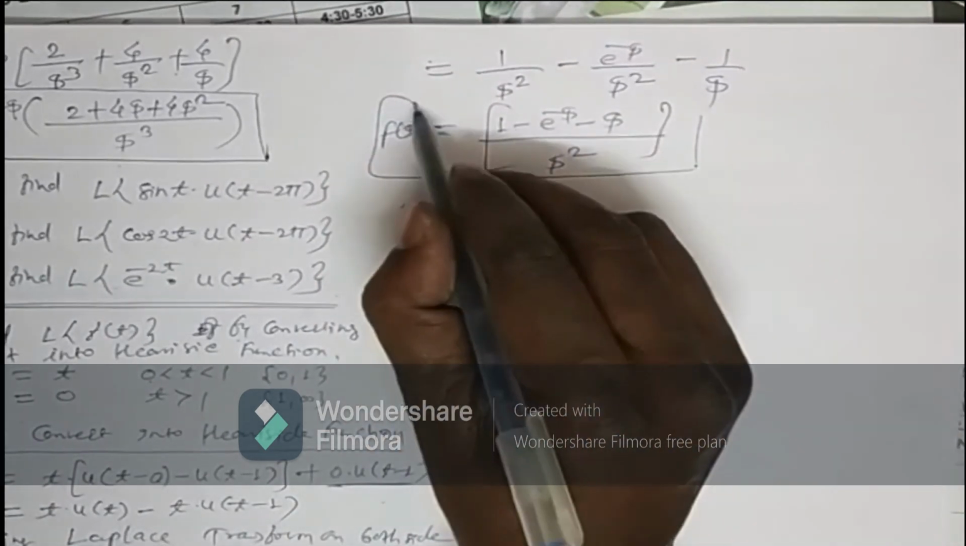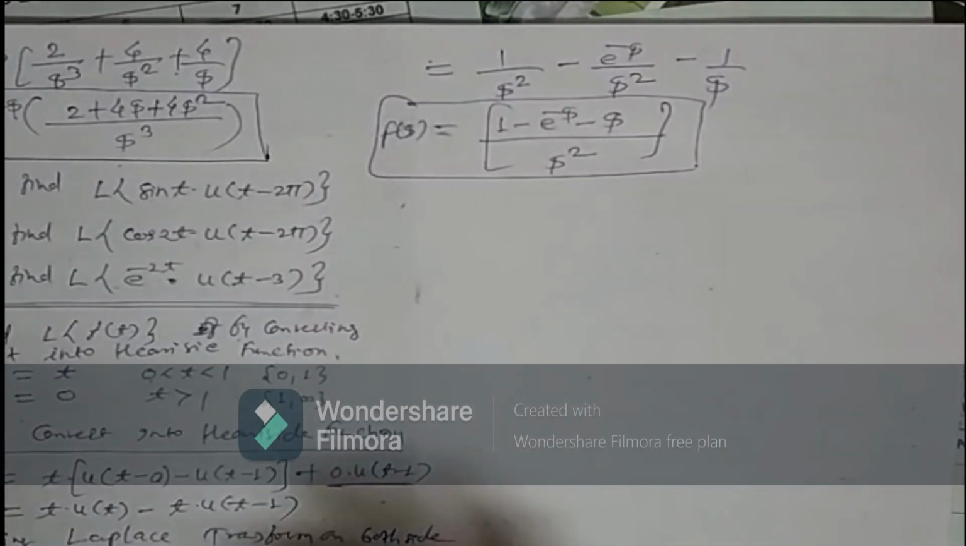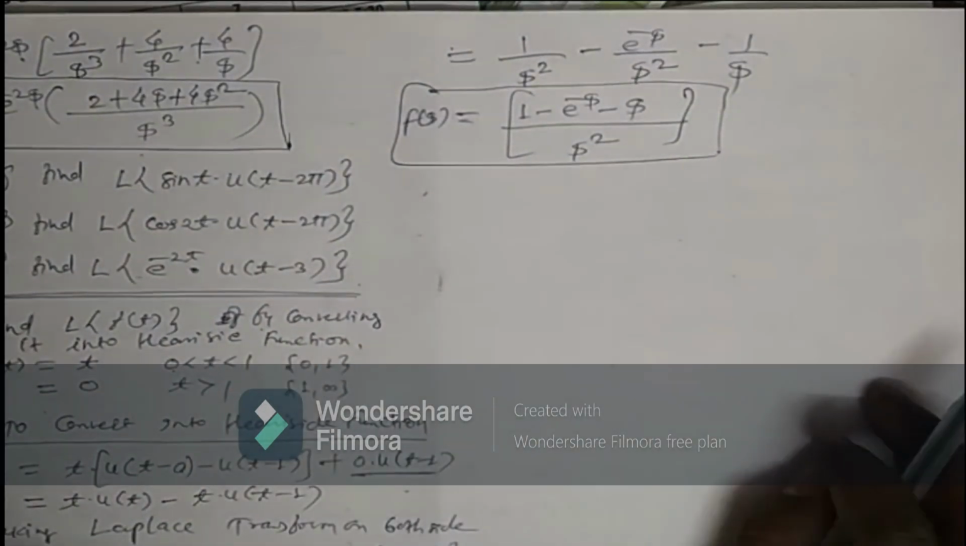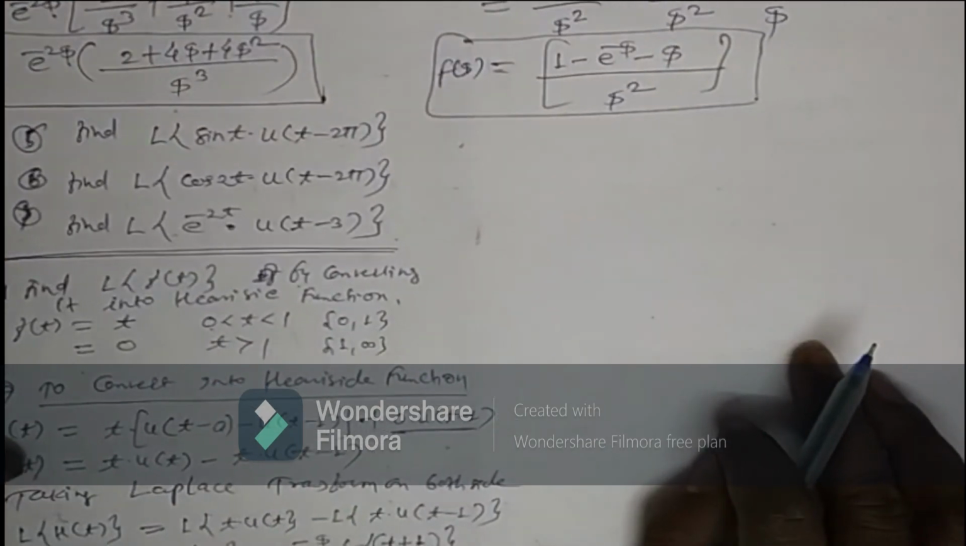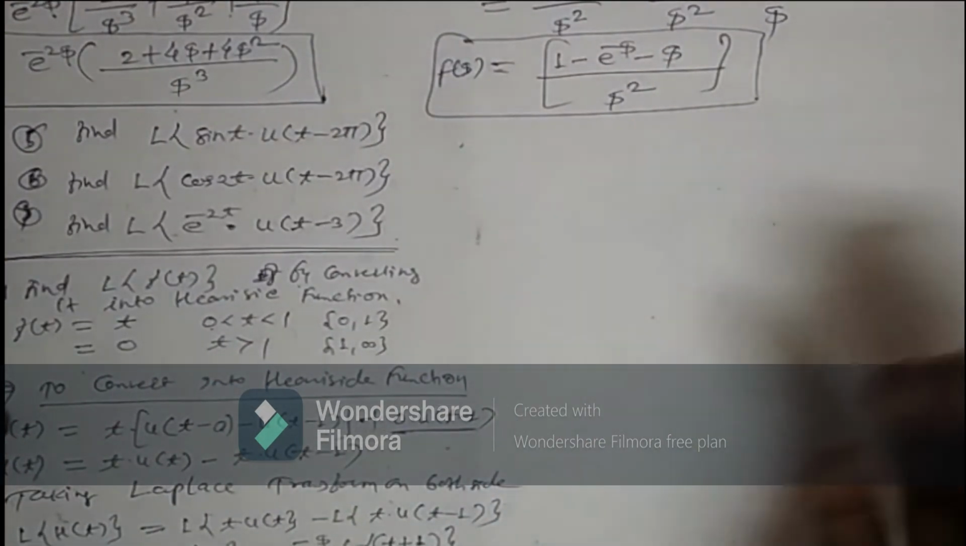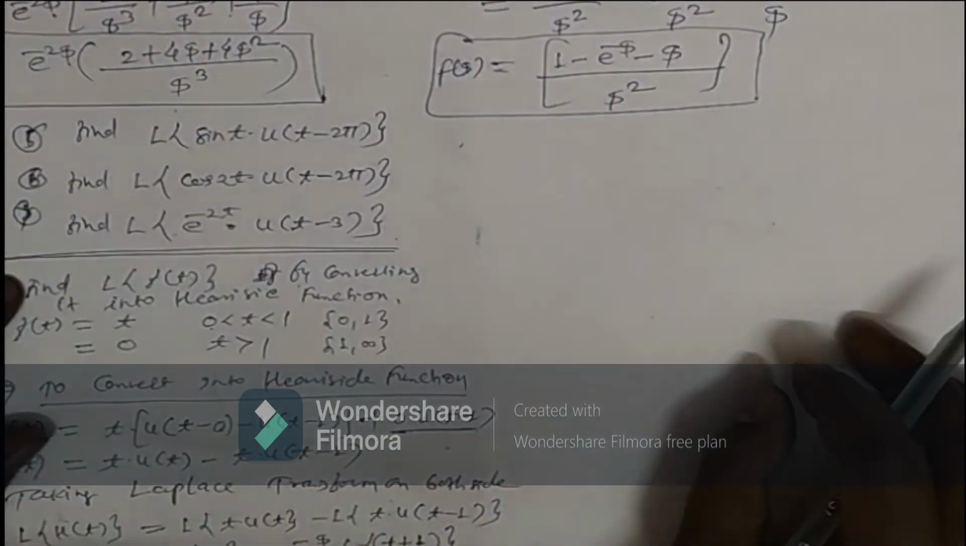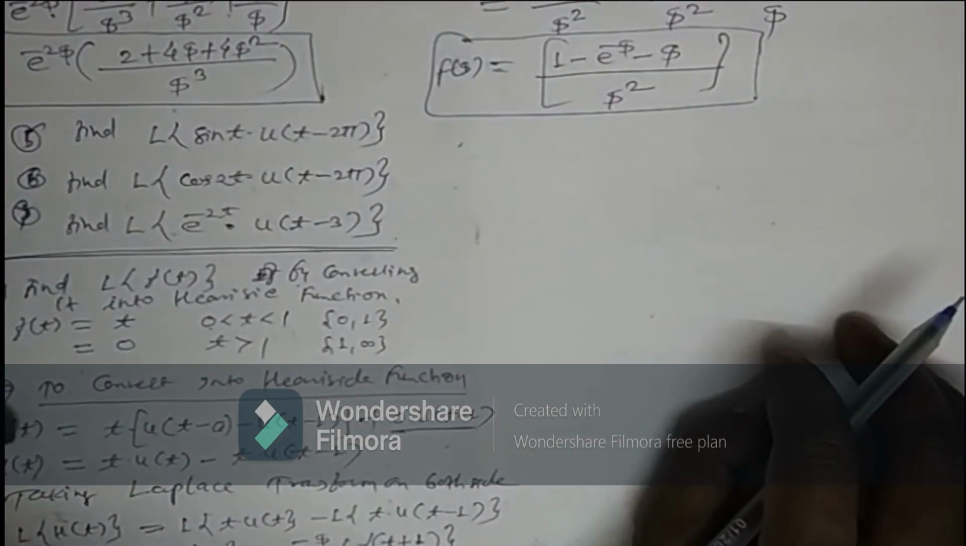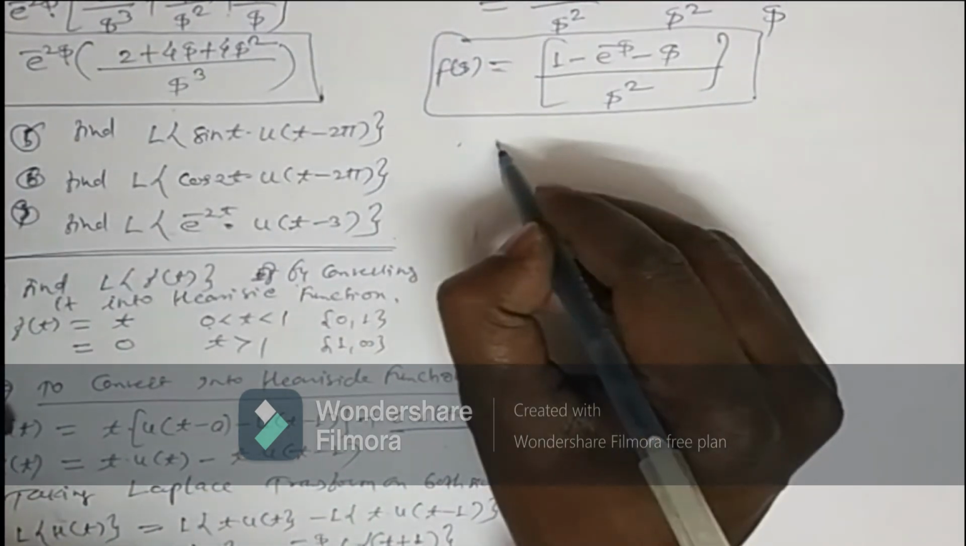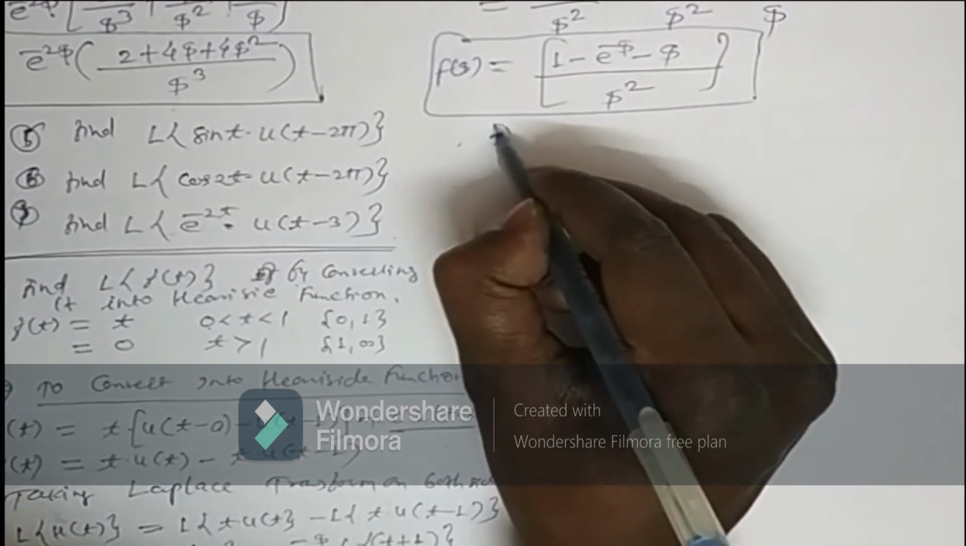Okay, so this is the Laplace transform of this function by converting it into Heaviside function and after that solving the Laplace transform. Okay, now let us see another example, number 9.